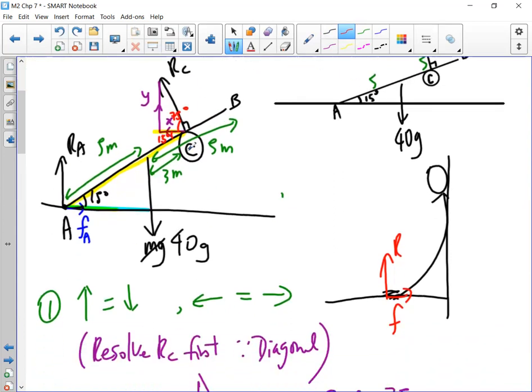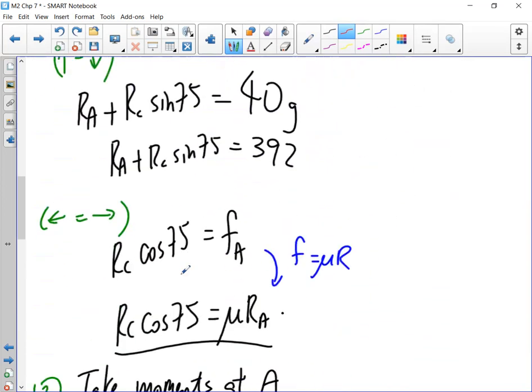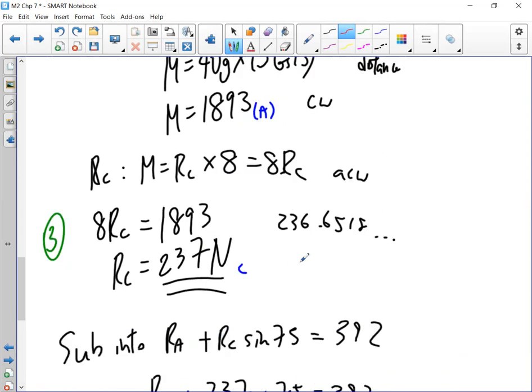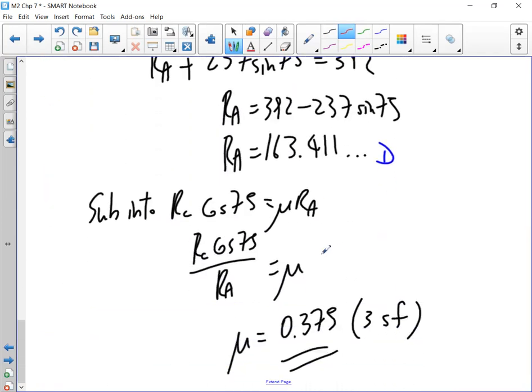So next, upwards equals downwards. RC is not upwards nor horizontal, so we resolve it, and up equals down, take moments at a point, and then clockwise moments equal anti-clockwise moments. From there, the method is finished. The rest of it is just the aftermath, pun intended, aftermath. Solve the simultaneous equations, and then you found everything you need. Okay.